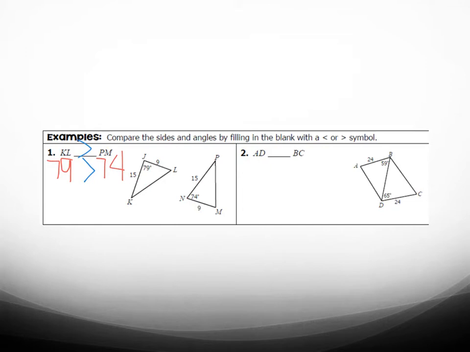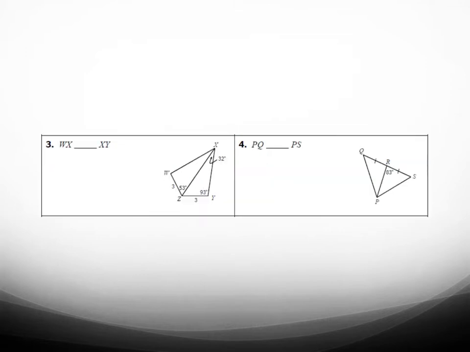All right, let's take a look at the next one, AD. Do we have information about side AD? No, we don't. But what is it across from? It's across from 59 degrees. So I'm just going to put 59 degrees. B to C is across from 65. So basically I'm comparing 59 to 65. It is less than, so I'm going to use my less than symbol. So if the angle is less than the other angle, then the side is less than the other side. So this is how we compare sides and angles in two triangles.